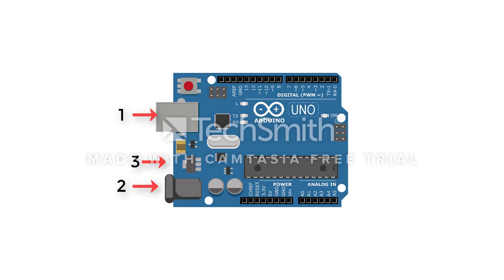Number 4. Crystal oscillator. All the time-related calculations are done in the Arduino board with respect to this crystal oscillator. The clock speed for the Arduino Uno R3 crystal oscillator is 16 MHz.